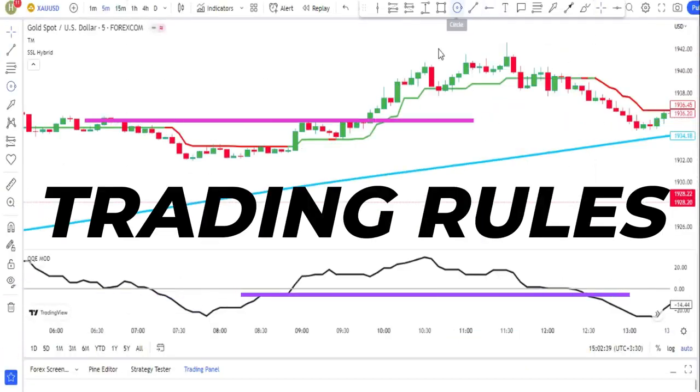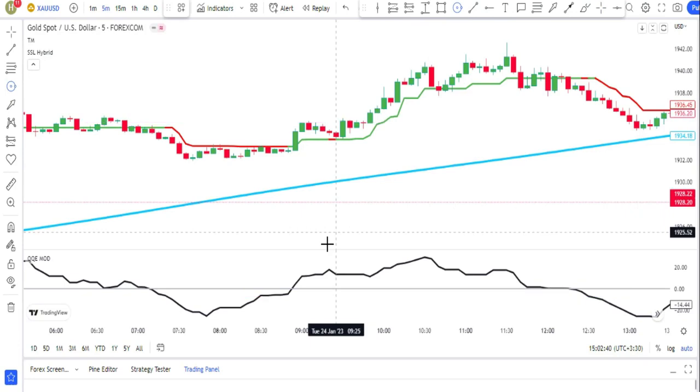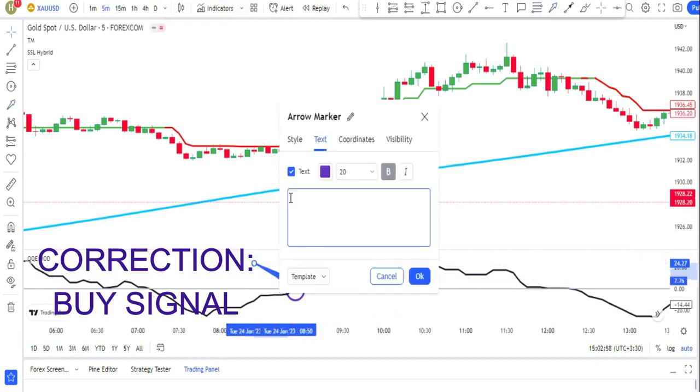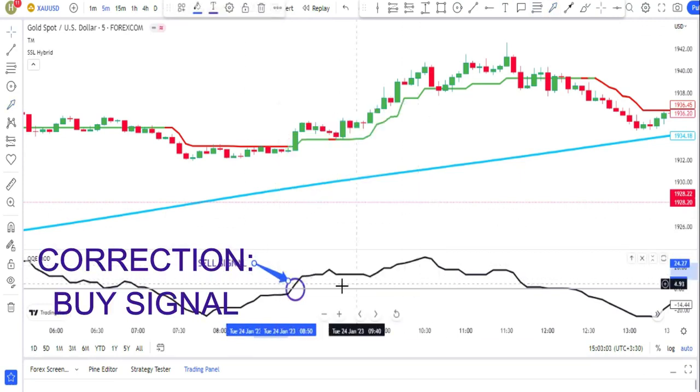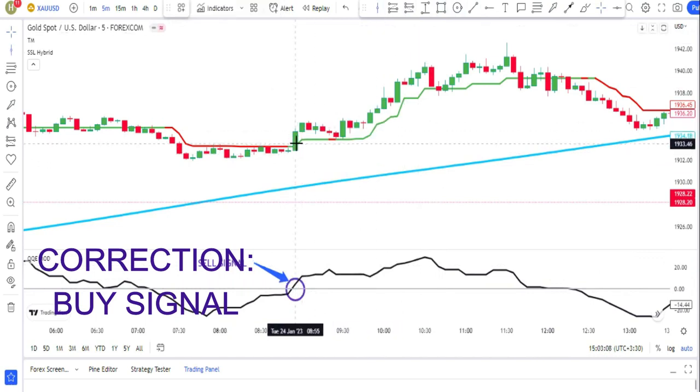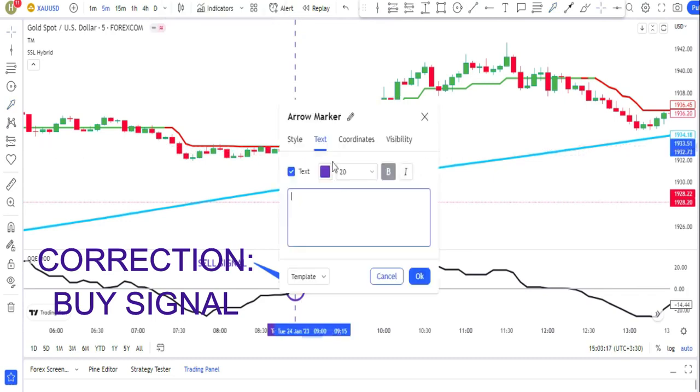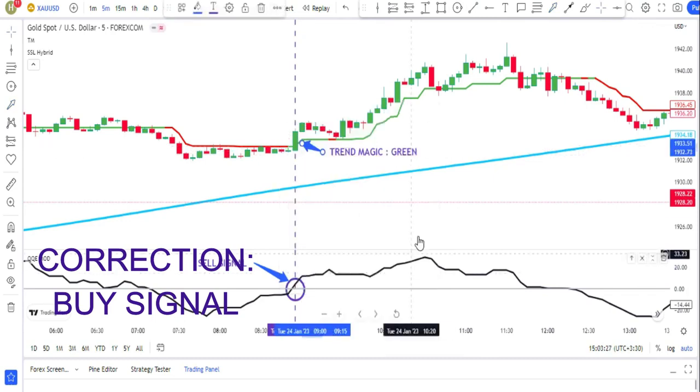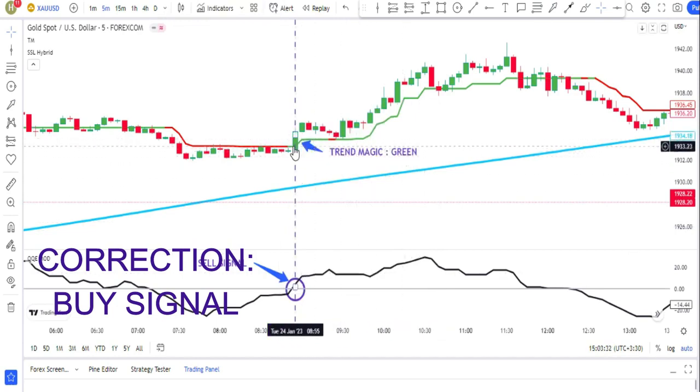Now let's talk about the exact terms of entering into a trade. For a buy signal to be valid, the following conditions must exist. First, the buy signal must be issued by the QQE mod indicator. And second, this signal should be confirmed by the Trend Magic indicator, which means that the Trend Magic indicator should be green. And third, the price should be above the blue SSL Hybrid.